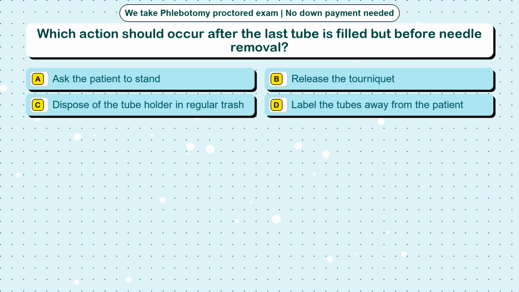Question 84. Which action should occur after the last tube is filled but before needle removal? Option A. Ask the patient to stand. Option B. Release the tourniquet. Option C. Dispose of the tube holder in regular trash. Option D. Label the tubes away from the patient.